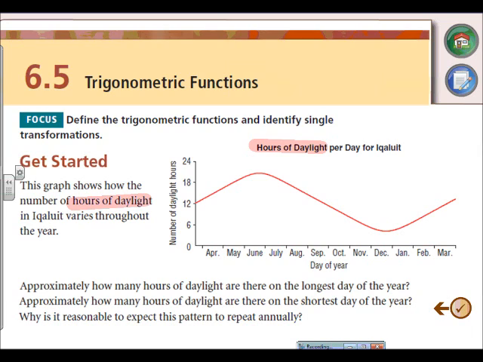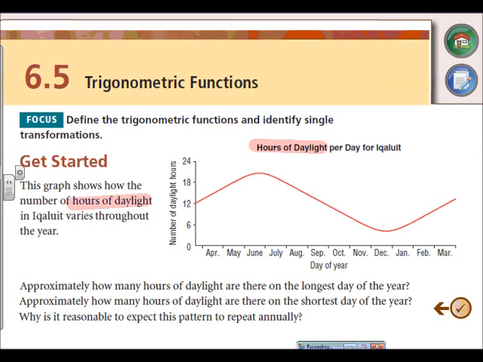When a pendulum swings, or if you're at an amusement park, the boat that swings back and forth, those kinds of things. And all of these different applications are periodic applications. They repeat over and over again.